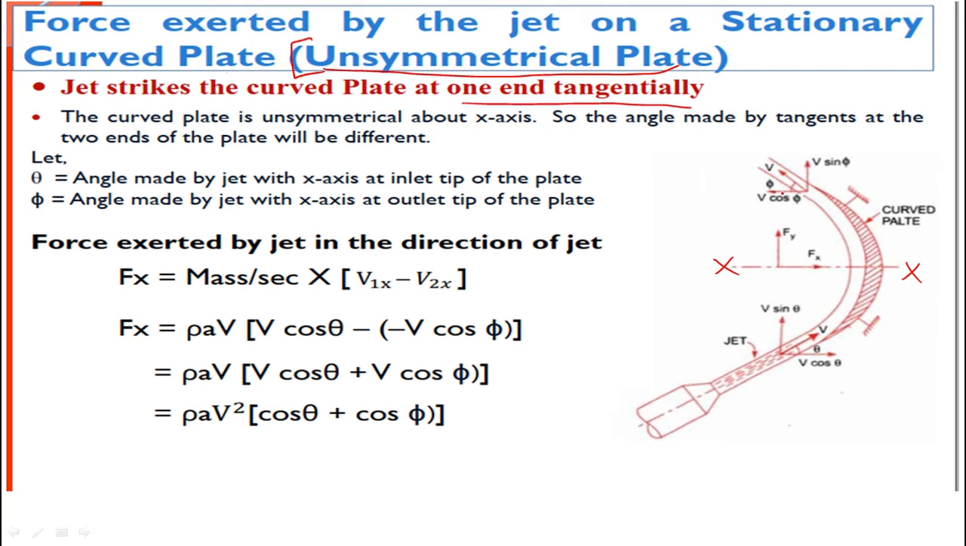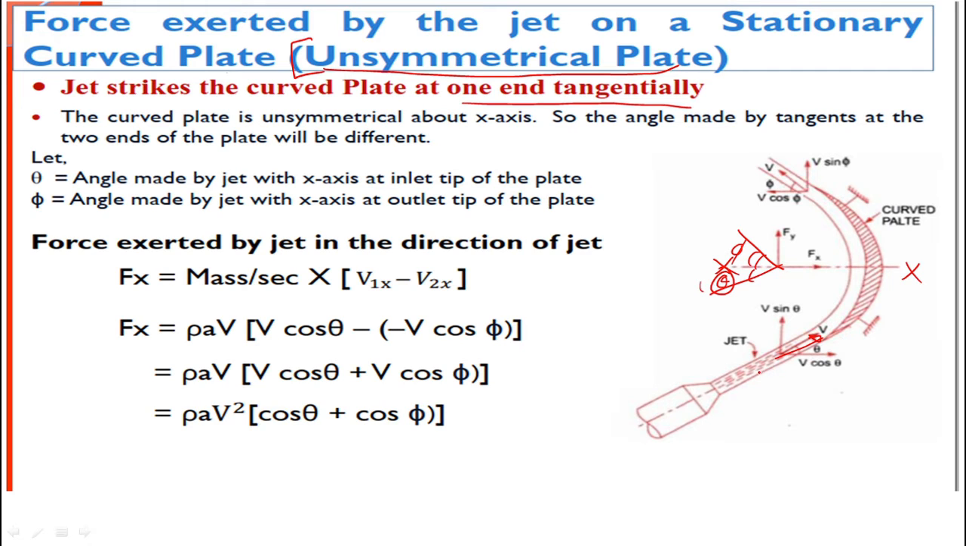It means the upper angle and the lower angle will be different. Here we can see the lower angle is theta and the upper angle is psi. So the curved plate is asymmetric about the x-axis, and the angles made by the tangents at the two ends of the plate will be different. The jet strikes this plate at one end tangentially. That's why this angle is the same for the jet velocity also.